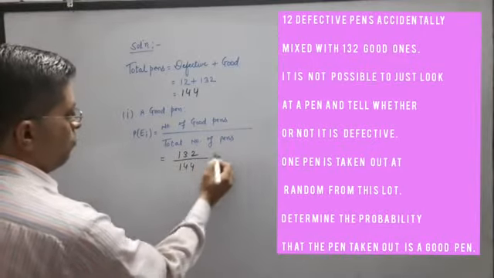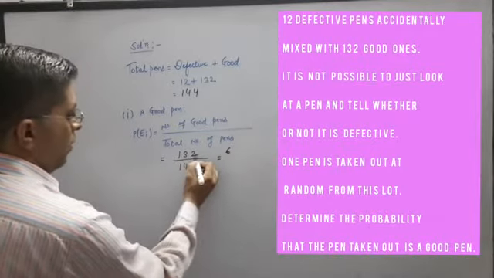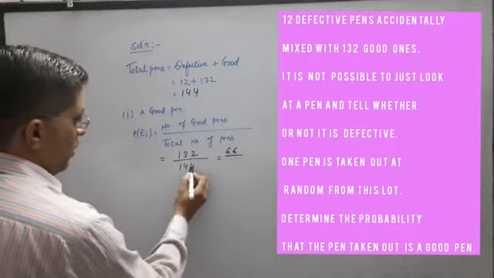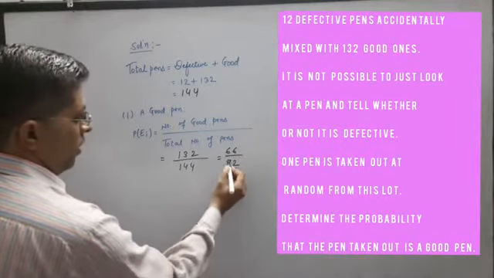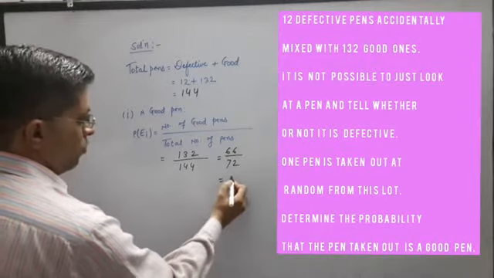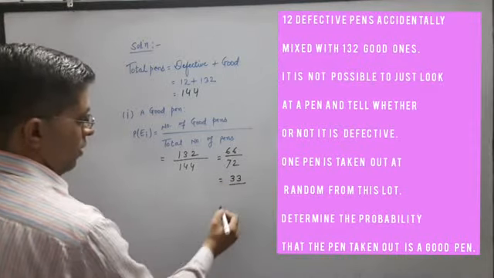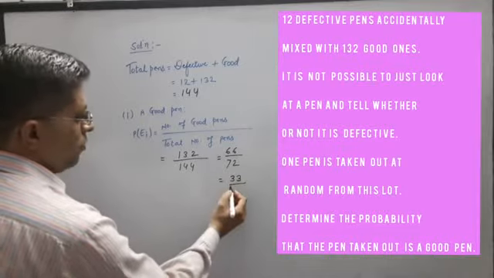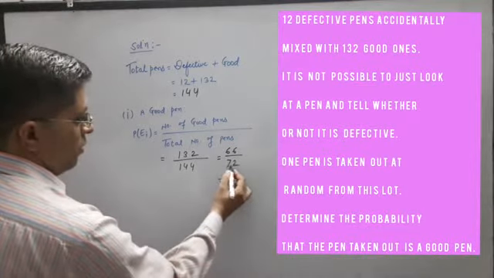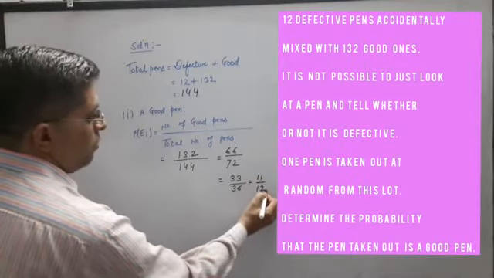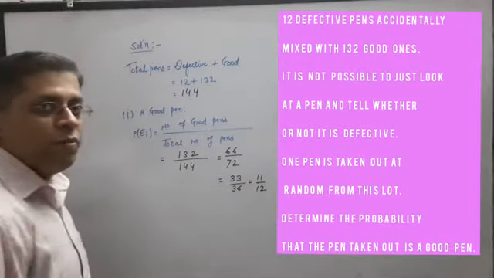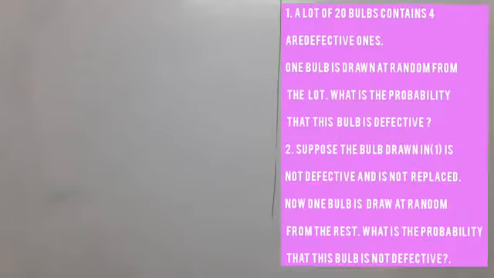Let me divide. 2 6s are 12. Again 2 6s are 12. And here 2 7s are 14. Again divide by 2. 33. And here 2 3s are 6. And here 2 6s are 12. 3 1s are 3. And here 11 upon 12 is your answer.